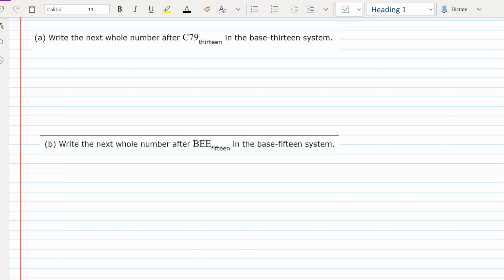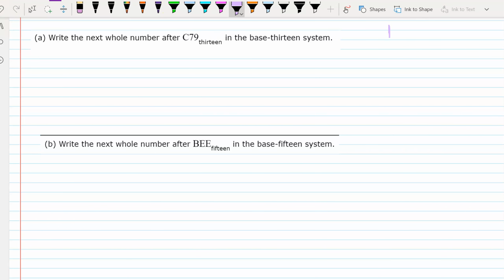So this video is about how to count in different bases, and what you need to think about are the digits that are allowed in that base. So if we were in something called base 4, the only digits we're allowed to use are 0, 1, 2, and 3. And now think about an odometer.